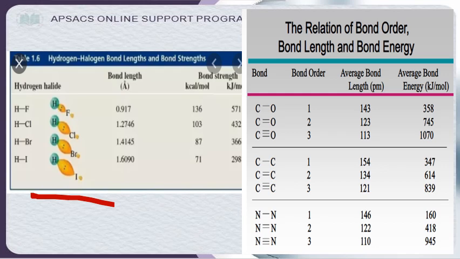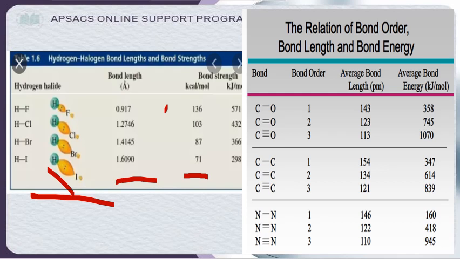Now here hydrogen iodide has the largest bond length, as mentioned here, right, while the smallest is in HF. The bond energy, you can see, is 136 kilojoules per mole for HF, while it is only 71 for hydrogen iodide. So you can say the smaller the bond length, the greater the amount of energy. The larger the bond length, the smaller the bond energy. So it is easy to break.